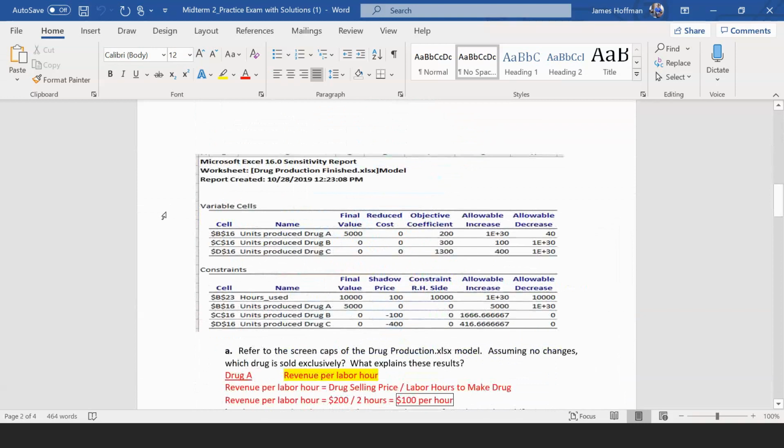Okay, and then also a screen cap of the sensitivity report, because there's a question on the shadow price of one of the things, and so that goes along with the drug production one.